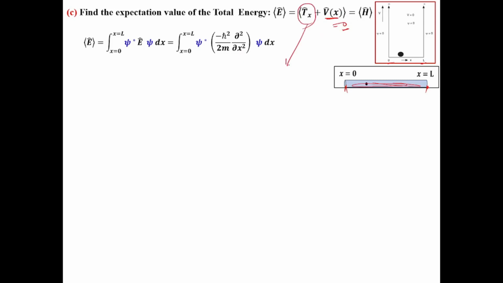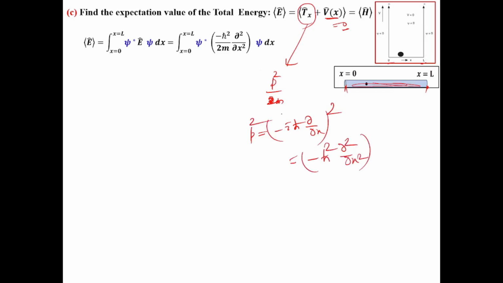So, the kinetic energy operator, what is that? P square by 2m. P is what? Minus i h cross del by del x. If I am going to consider the square of this one, it will be how much? Minus h cross square del square by del x square. And 2m is already there. So T x cap is nothing but minus h cross square by 2m del square by del x square, operating on psi dx.